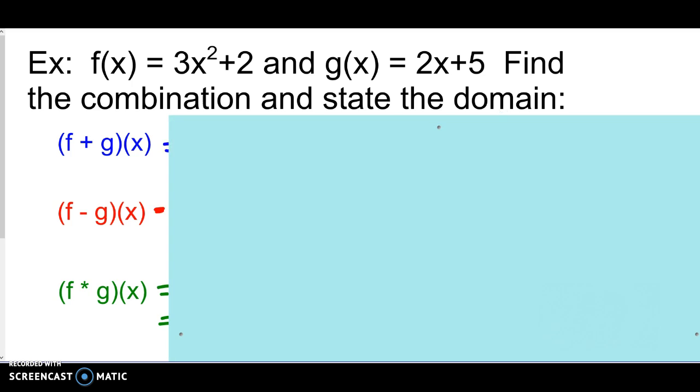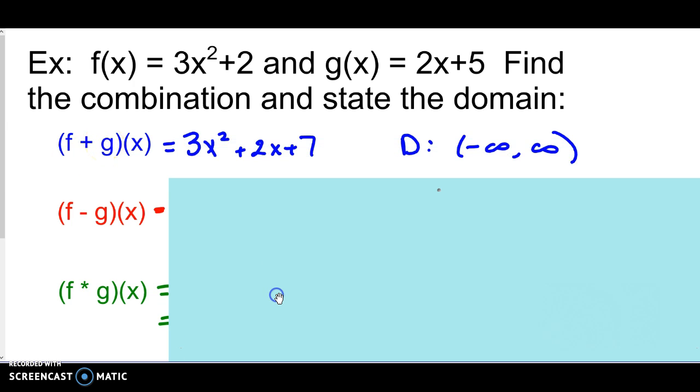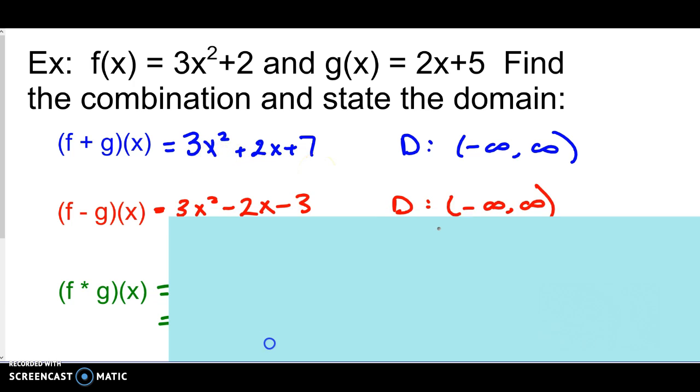Okay, so let's start with f plus g. I added the two functions together. I got 3x squared plus 2x plus 7, and that domain is all real numbers. Very similar for f of x minus g of x. Subtract 2x and subtract a 5 there. If you got a different number for your constant, same domain.